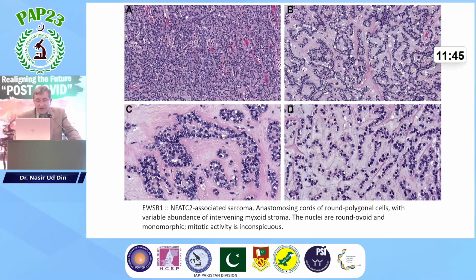This is an example of NFATC2-associated sarcoma. You can see anastomosing cords of small monomorphic round cells present in a myxoid and collagenized background.